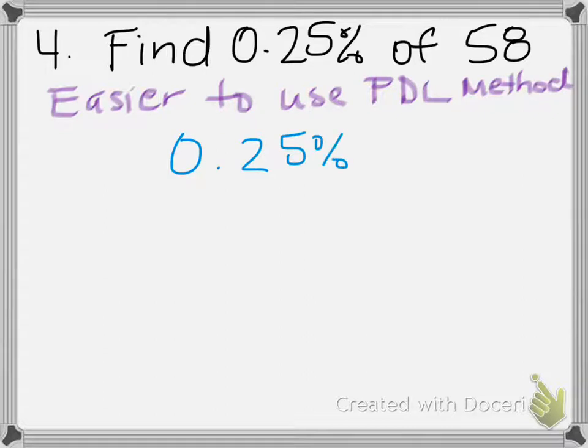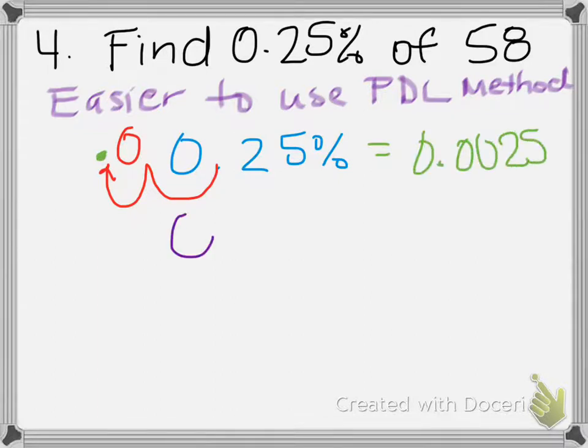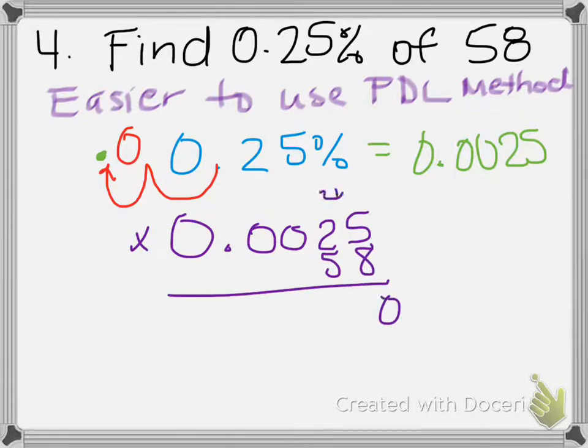We take 0.25% and we're going to change that percent into a decimal. Now remember, PDL, so we're going to go 2 spaces to the left. Now we get 0.0025. When we get that 0.0025, the next thing we need to do is rewrite it again, multiply it by the 58 that was our whole number.